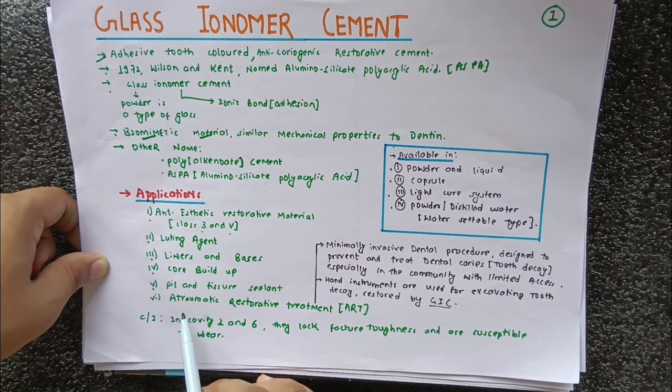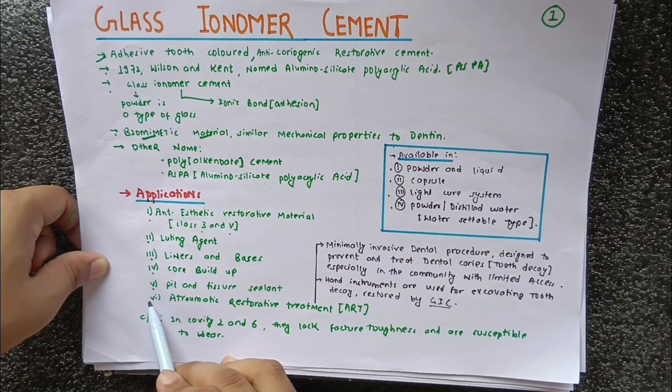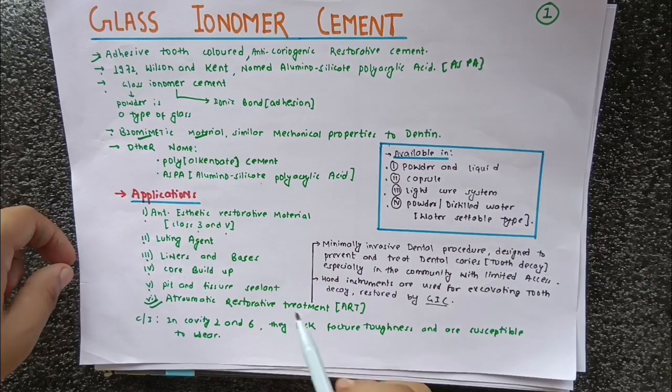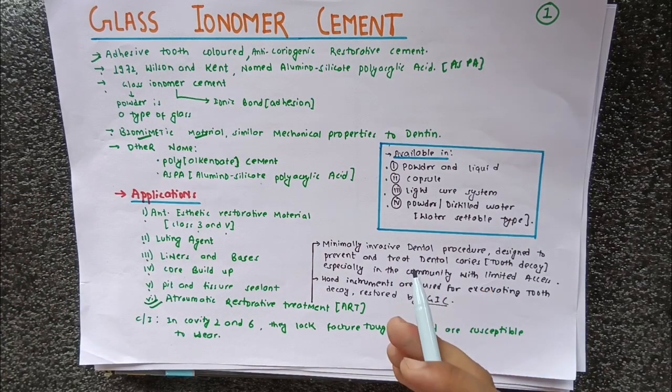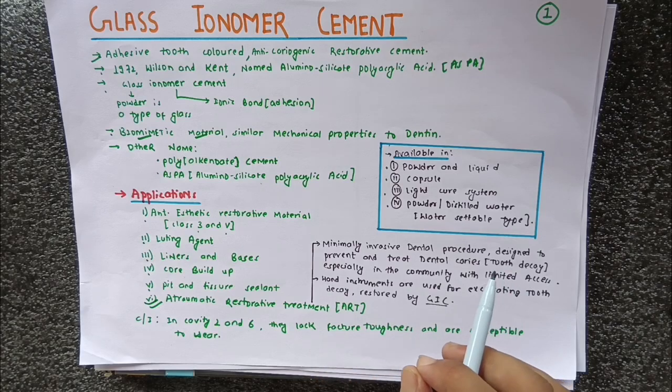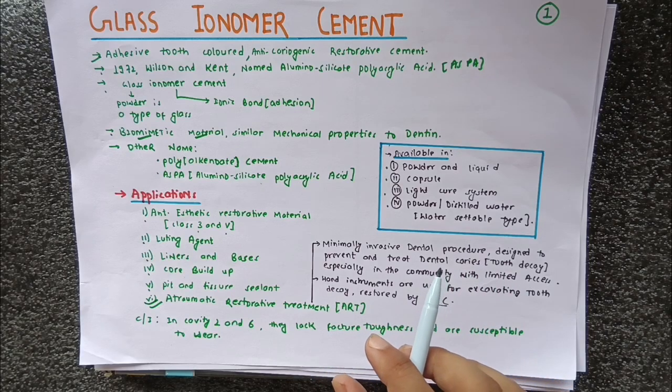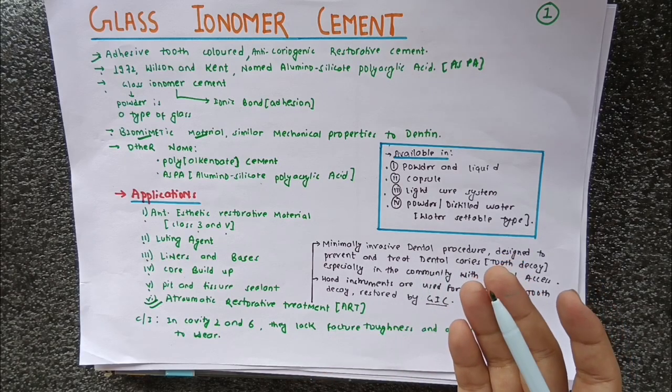And after that, atraumatic restorative treatment. This is very important to understand. In atraumatic restorative treatment we use the glass ionomer cement. They can ask you in a viva. This is a distinguishing application of the glass ionomer cement.